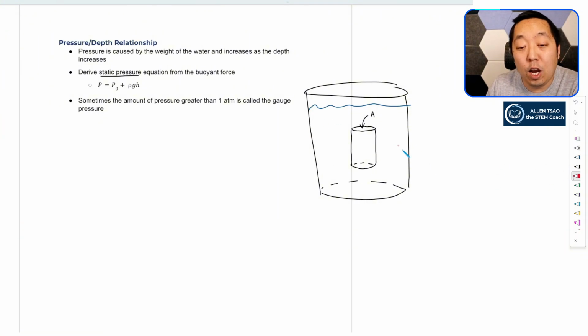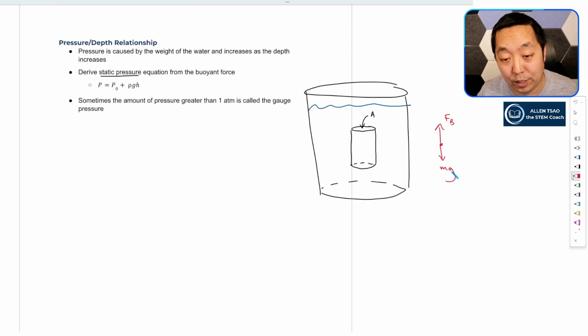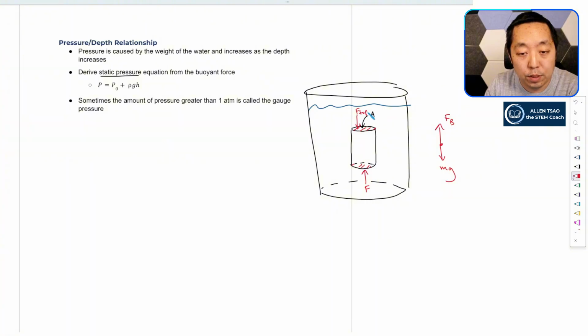Now, we talked about the buoyant force being upward. So if we draw our free body diagram, we have our buoyant force upward, and we have mg. I'm just going to focus on the buoyant force over here. The buoyant force is from all the molecules hitting the object, but specifically on the top and the bottom, you're going to have a force on the top, and you're going to have a force on the bottom down here.